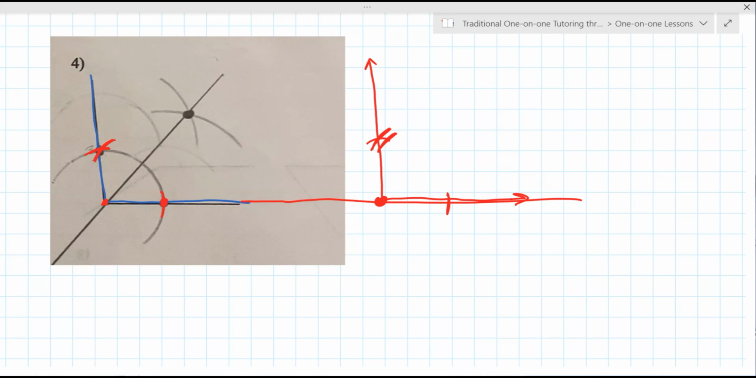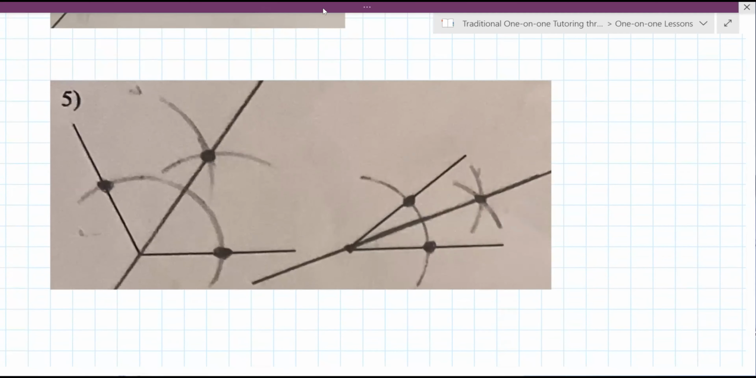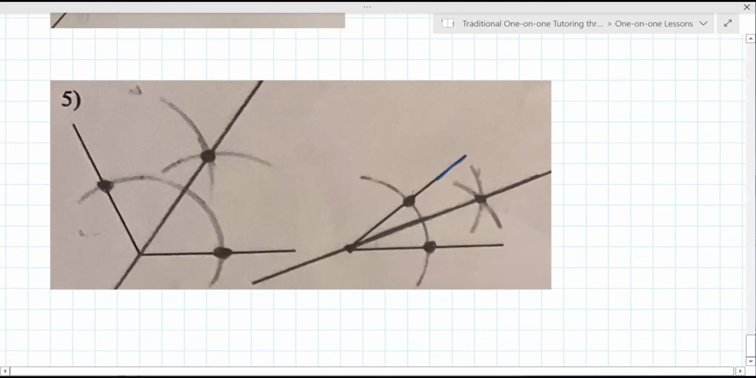Okay, so now the next couple are different. They're now asking you to find the angle, the difference in the two angles. It's a really complicated way of saying copy the smaller angle to the larger angle. So this is the smaller one. We're going to copy that over to the one on the left here, and then just identify the difference.